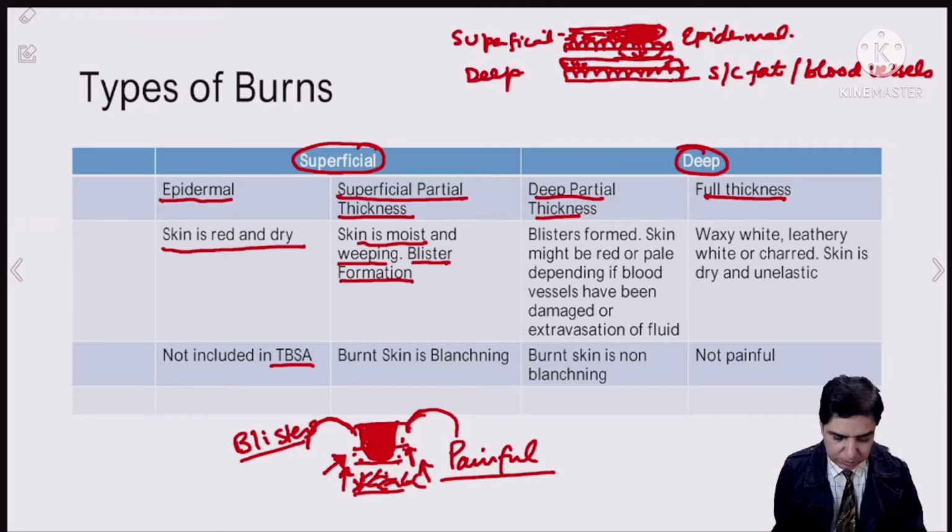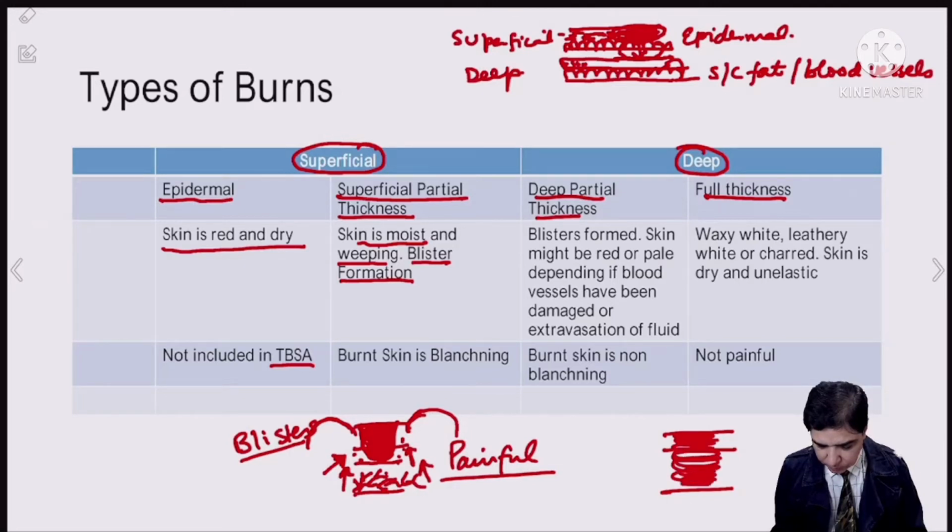Then coming down to the deep burns. The first type is a deep partial thickness. So in deep partial thickness, again, if I draw the skin, this is the epidermis. Now the burn is not involving only this area, but it is extending down to the deep layers of the dermis as well. So you've got the epidermis and you've got the dermis.